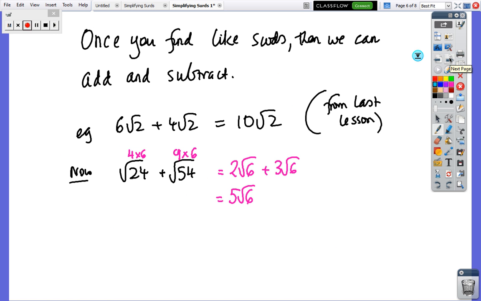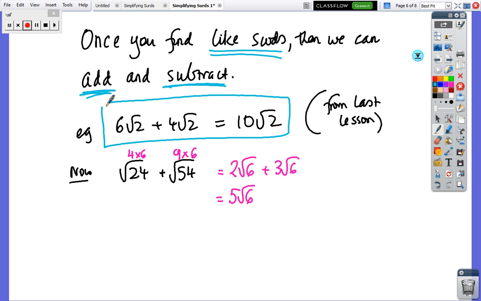Okay, so once we've got like surds, now we can add, or we can subtract, it doesn't matter. So for instance, from the last lesson, if you've got 6 square root 2 plus 4 square root 2, you have 10 square root 2. And if I got square root of 24 and the square root of 54, don't forget they don't equal the square root of 78. Can't do that. That's bad. But then we look at the numbers that make up 24, and 4 sixes are 24 because 4 is a good number. And in 54, 9 sixes are 54 because 9 is a good number.